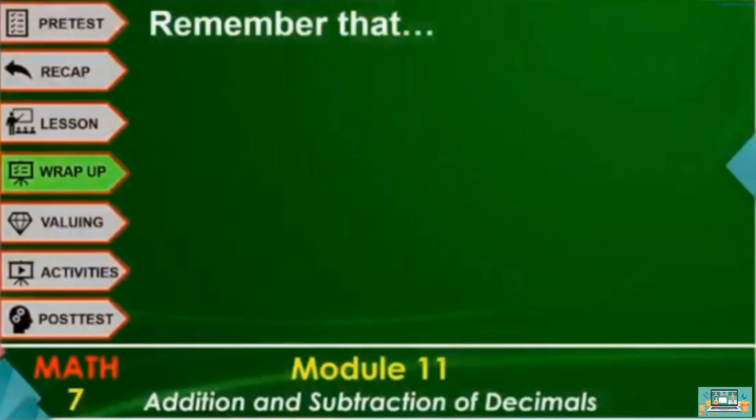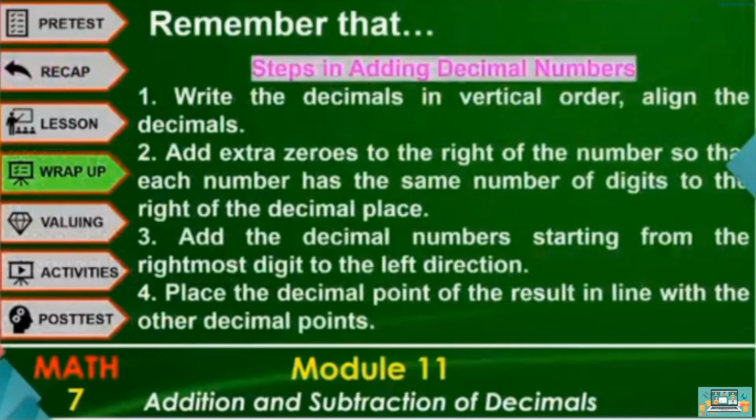Let's have a wrap up. Always remember that these are the steps in adding decimal numbers. Number 1, write the decimals in vertical order. Align the decimals. Number 2, add extra zeros to the right of the number so that each number has the same number of digits to the right of the decimal place. Number 3, add the decimal numbers starting from the rightmost digit to the left direction. Number 4, place the decimal point of the result in line with the other decimal point.